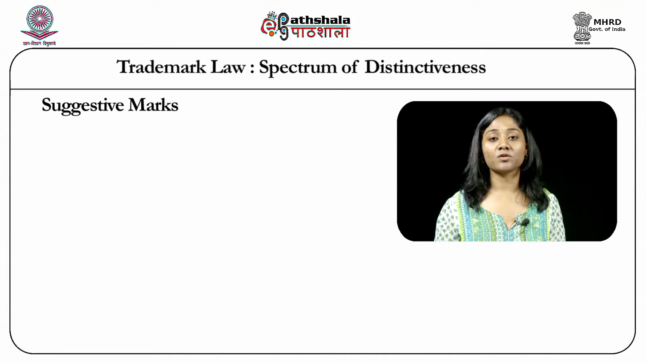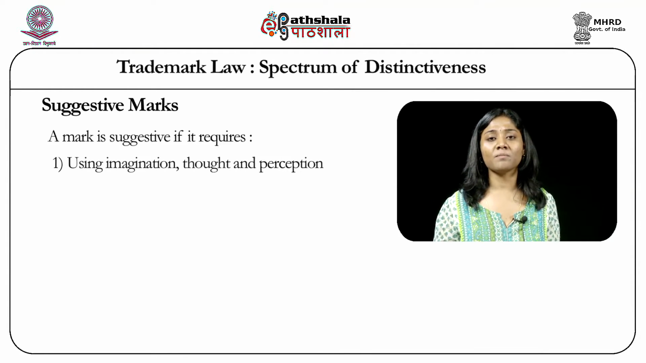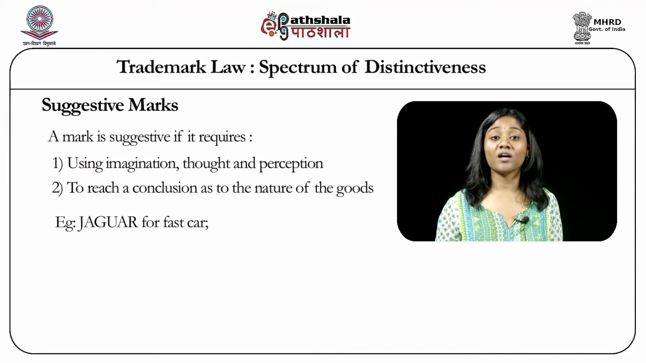The next standard would be what is known as suggestive mark. A mark would be known as suggestive when a certain degree of imagination leads the consumer to associate and identify that mark to the good, for example, to reach a conclusion as to the nature of the good essentially without describing the quality of the good. The best example that comes to mind is Jaguar for the fast car. Jaguar is a fast animal. However, when you attach a word such as Jaguar, an animal, to a fast car, it essentially means that these cars are fast moving vehicles, and that is what a consumer goes on to understand from such labeling.